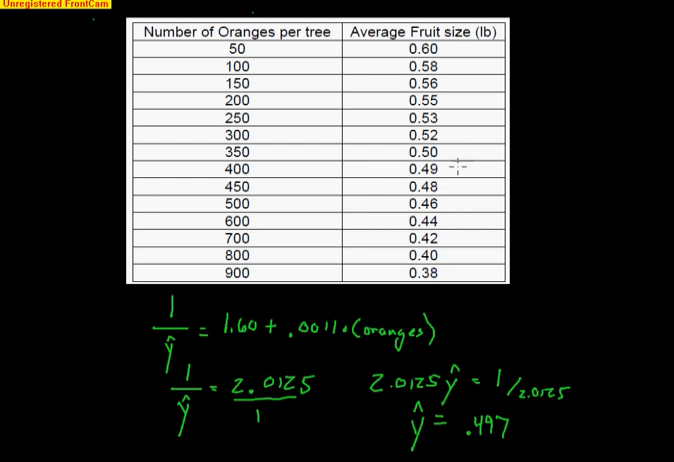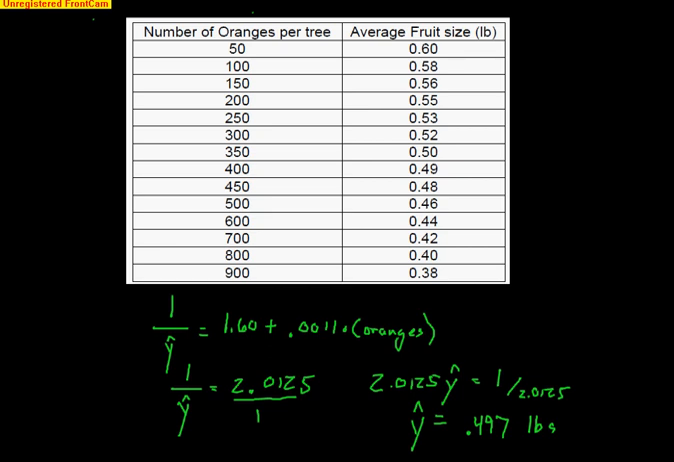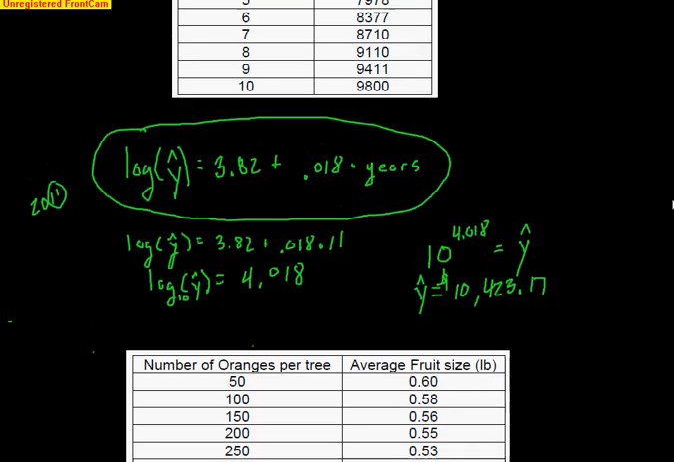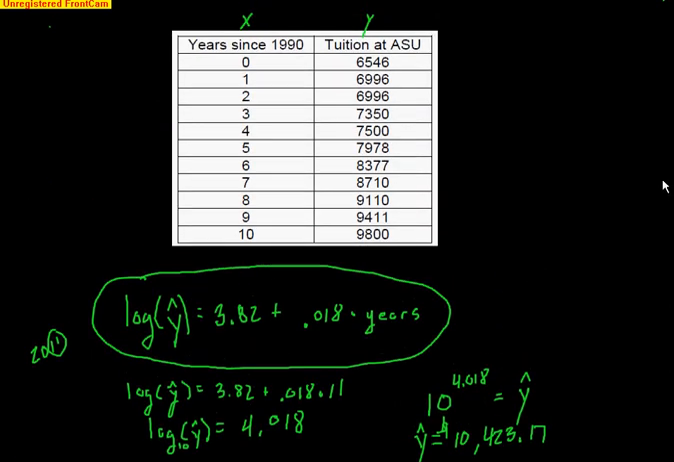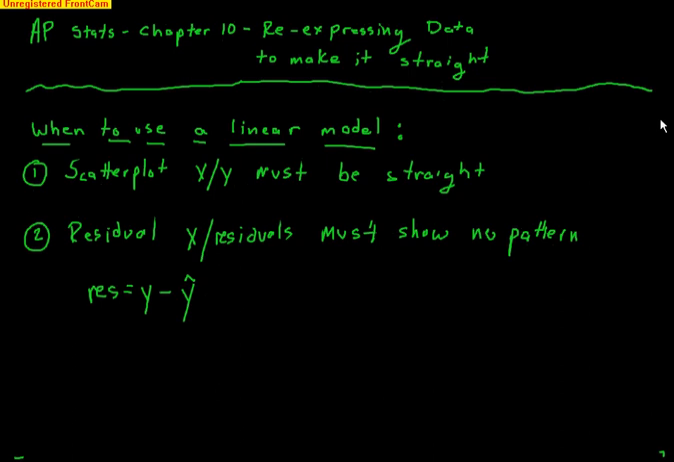So hopefully you've learned a little bit from watching this video. It's all about trying to re-express the data to make it straight. Okay, and you have to play a lot on your calculator to try to work it out. Hopefully I've taught you the process you need to go through, but the whole time you're always checking your scatter plot to make sure it's straight, and you're always checking your residual plot to make sure they show no pattern. Again, all different ways to re-express the data.